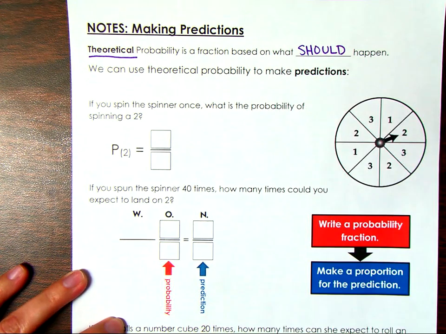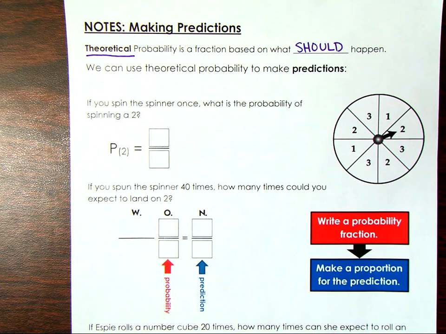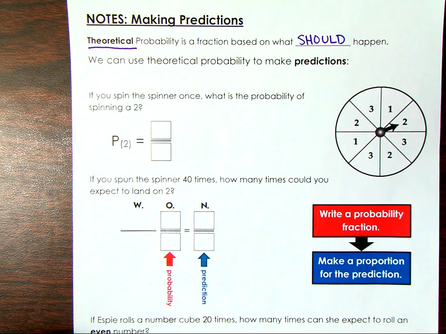So that's kind of what we've already been doing. So if you think about it, it's what should happen based on the numbers, but doesn't necessarily mean it's going to happen. So let's look at a couple of examples to help you out. So the reason why we have theoretical probability is to make future predictions. So you can actually use probability in real life in multiple different ways.